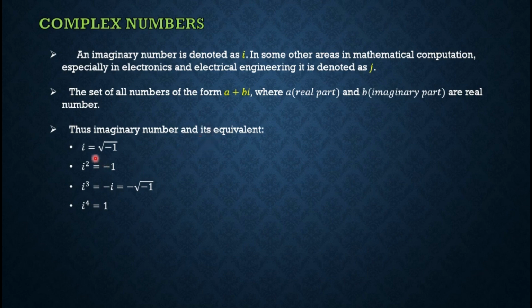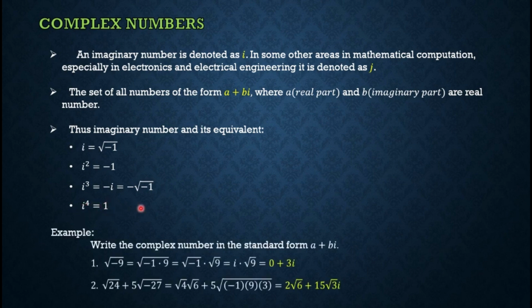So, i is equal to the square root of negative 1. i squared is equal to negative 1. i cubed is equal to negative i, which is negative square root of negative 1. i to the fourth is equal to 1. So, for example, write the complex number in the standard form a plus bi.